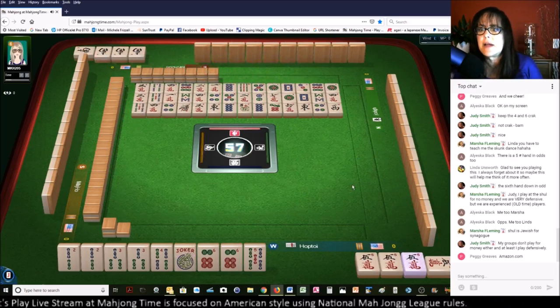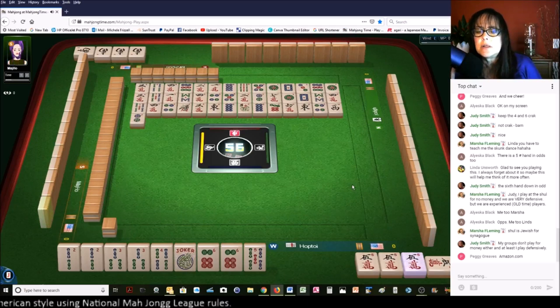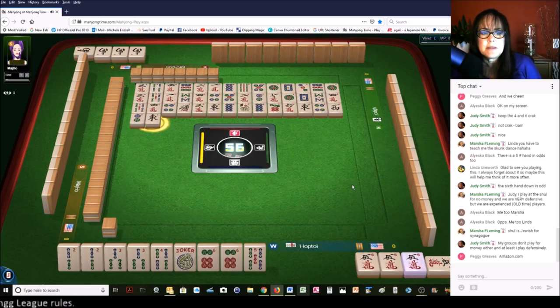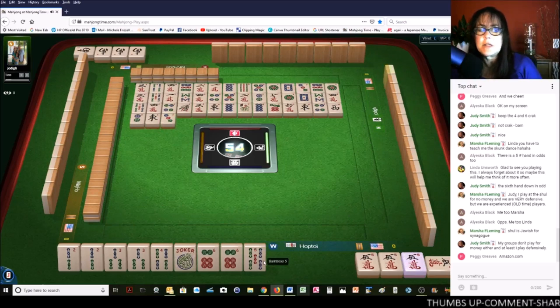Kong. Oh, we got a south out. There are no norths out. Let's see, 2 easts are out. So most likely they're playing north and south with flowers, maybe. North and south with dragons. North and south with odds. I'm getting rid of these odds. 3 dots. There are 2, 5 bams out. I want to get rid of that.